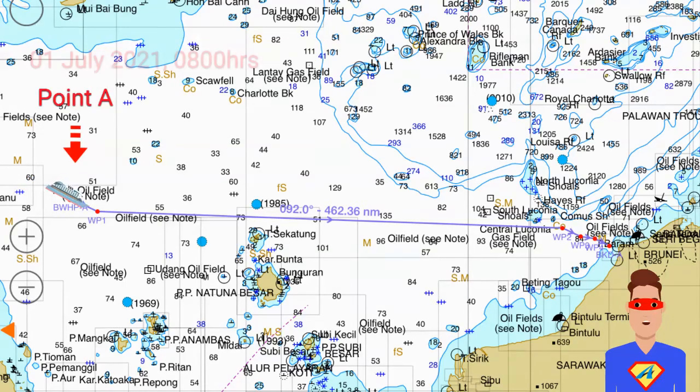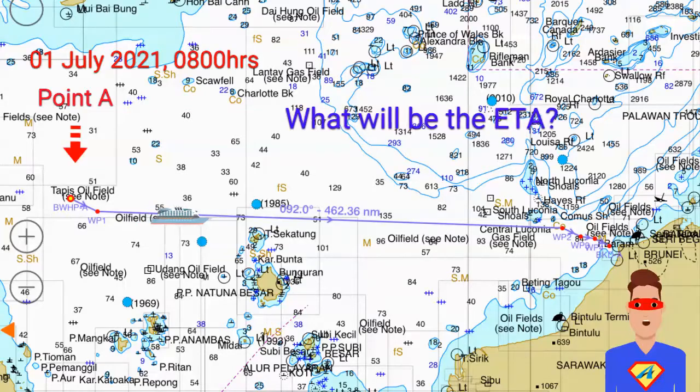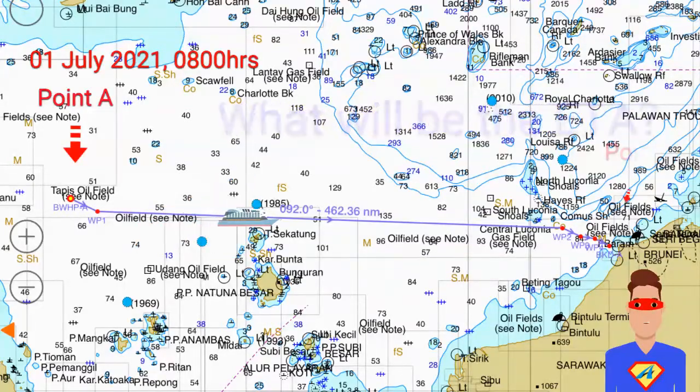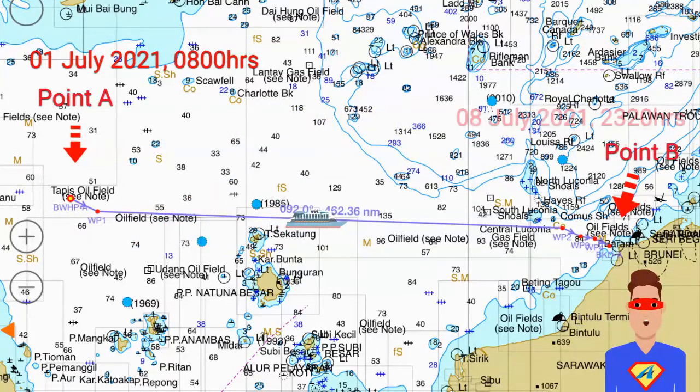If we depart from point A on the 1st of July 2021, 0800 hours, what will be the rig ETA to the next destination point B? The ETA to point B is, on the 8th of July 2021, 2300 hours and 20 minutes.